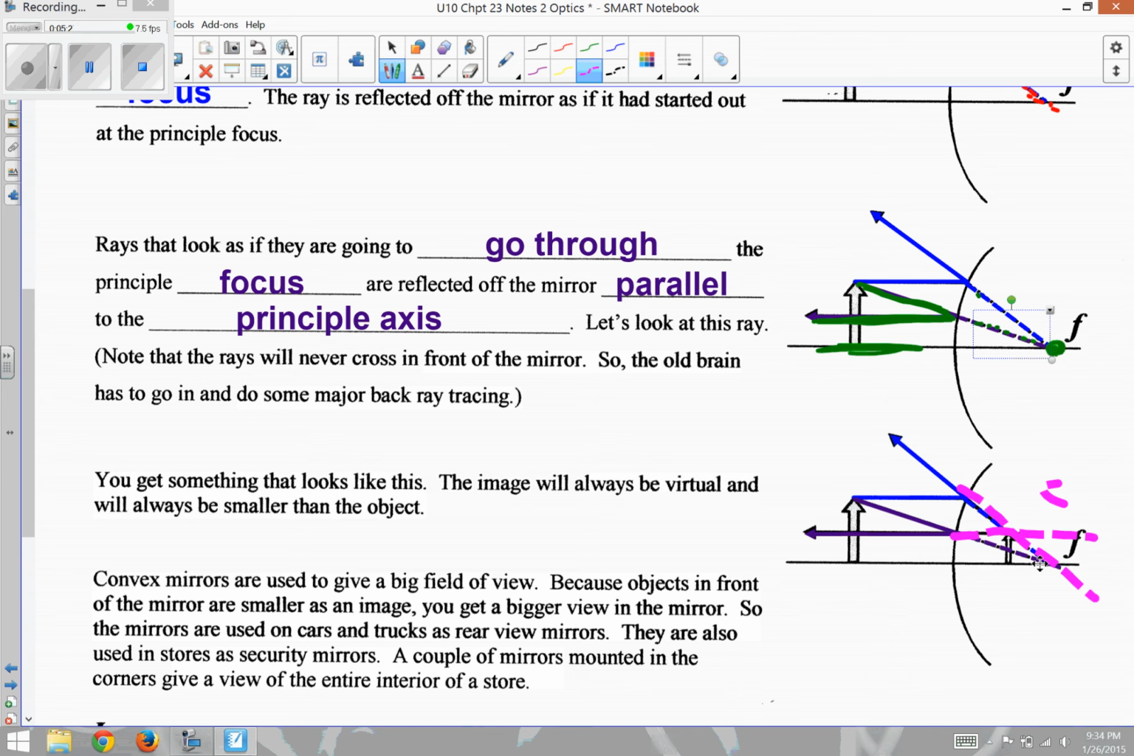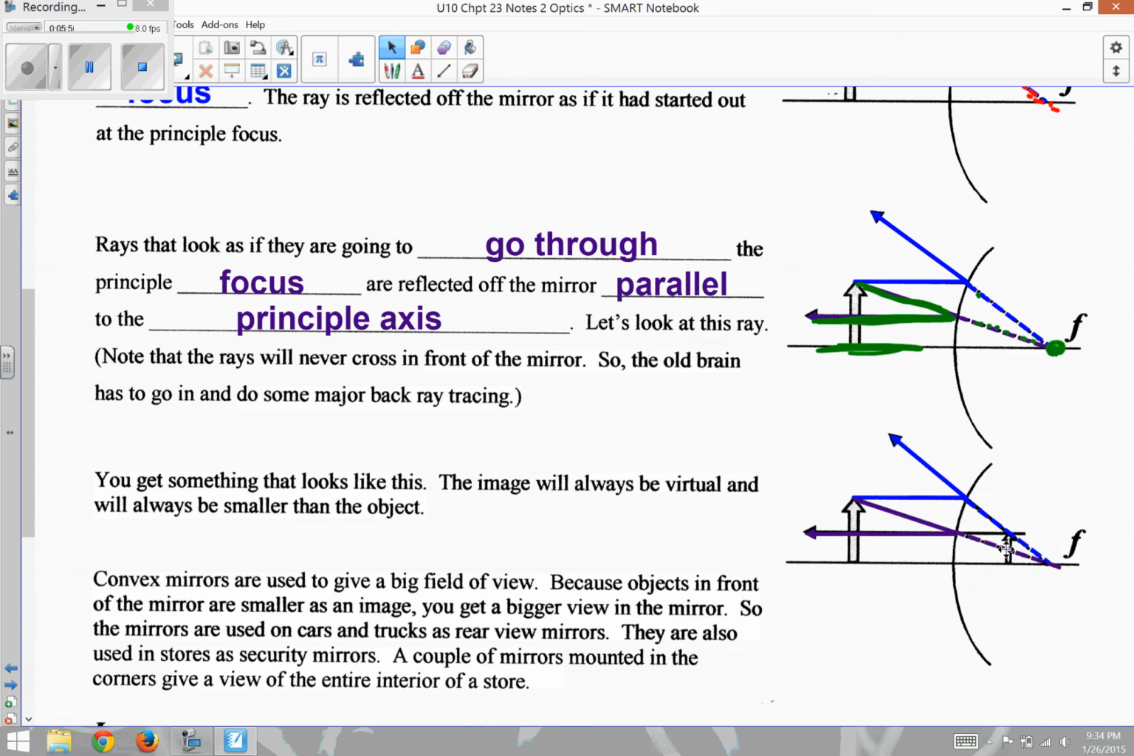As you can see, hopefully, if I get rid of my pictures here, this object is smaller than the original, it's upright, and the reason it's virtual is because light doesn't actually get to this location. Light is going this way and light is going this way. So light doesn't get here, so it's virtual.